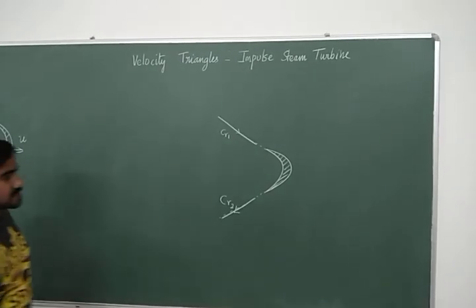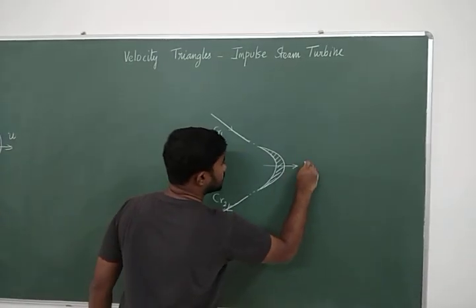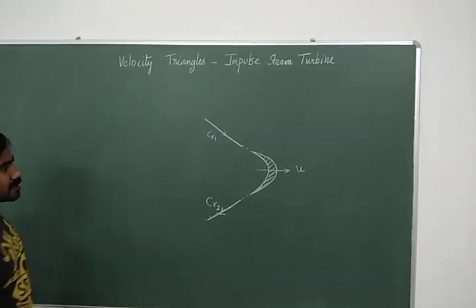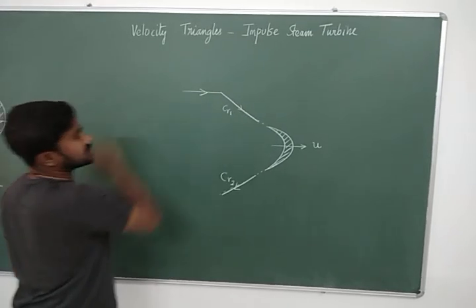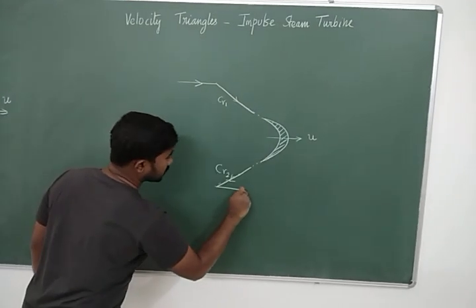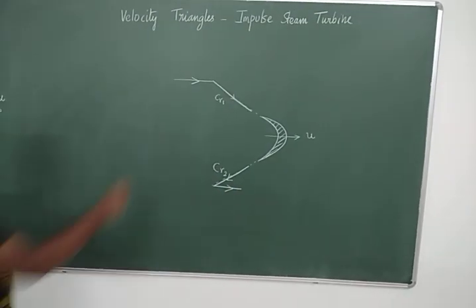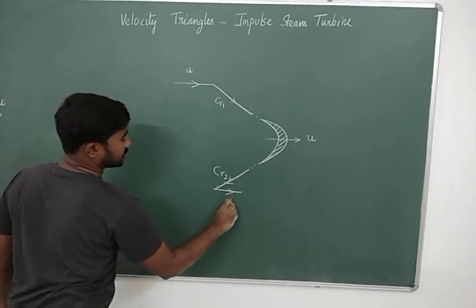The second vector is the blade speed. U is the blade speed. Now I draw U here. In the inlet velocity triangle, I draw U here for convenience. In the exit velocity triangle, I draw U here. Okay, so this is U and this is U.